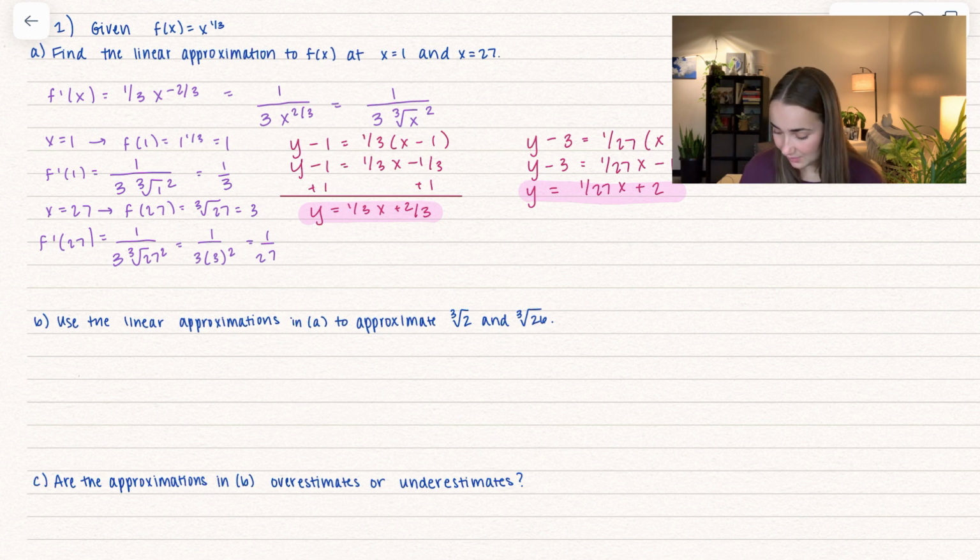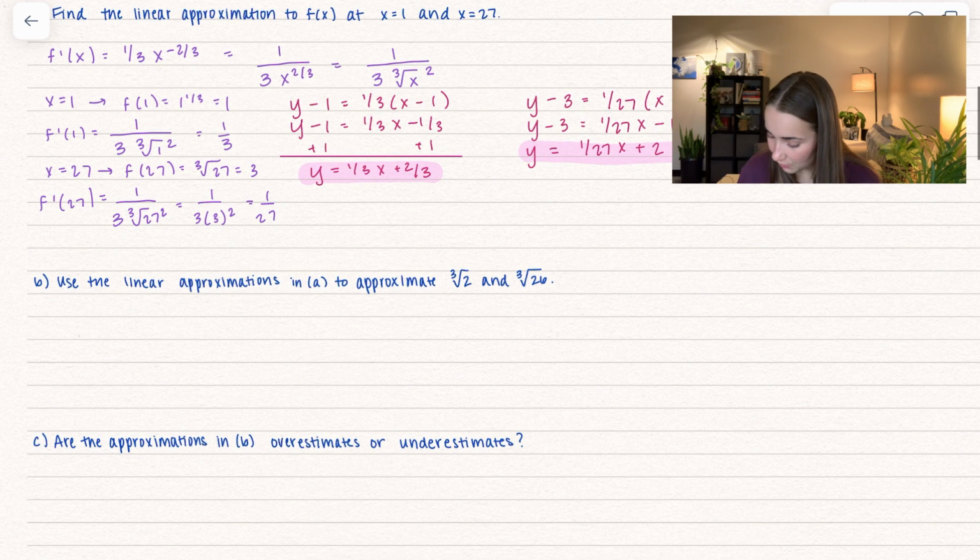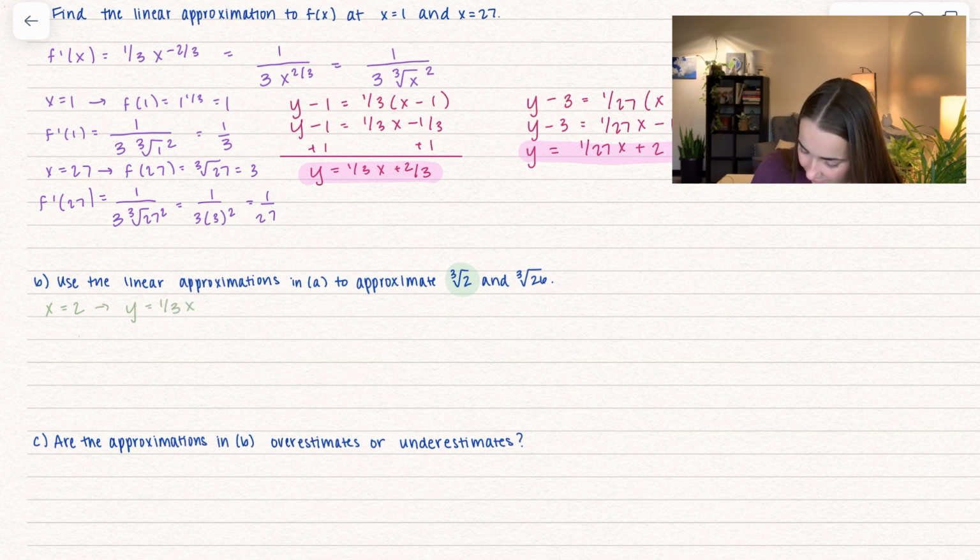We're going to use these in part A to determine the cube root of 2 and the cube root of 27. So first, let's go ahead and work with the cube root of 2. Our x value in this case is going to be 2. So we need to use the line that is closest to 2, which is going to be the one where we have x equals 1. So in this case, we're going to go ahead and use y equals 1/3 x plus 2/3. And now what we want to do is just straight up plug in that value. So I get y equals 1/3, and we're going to multiply that by 2, plus 2/3.